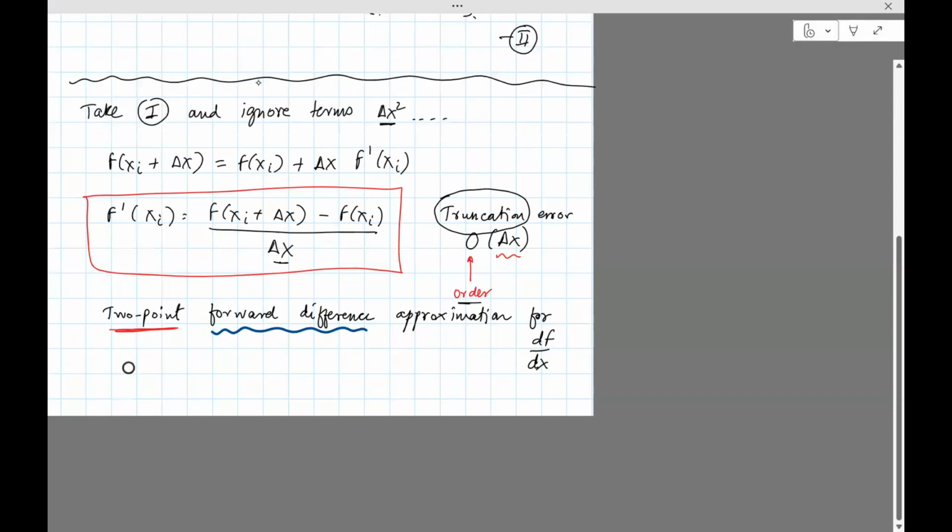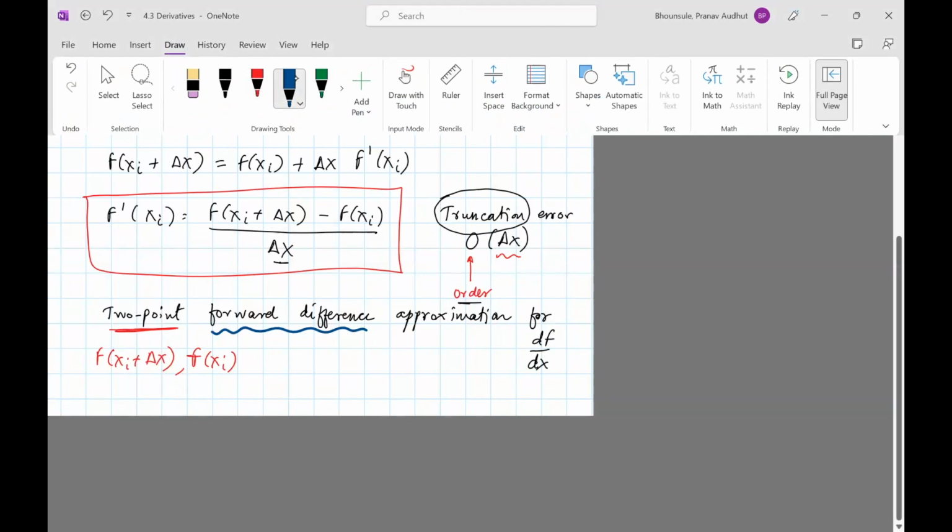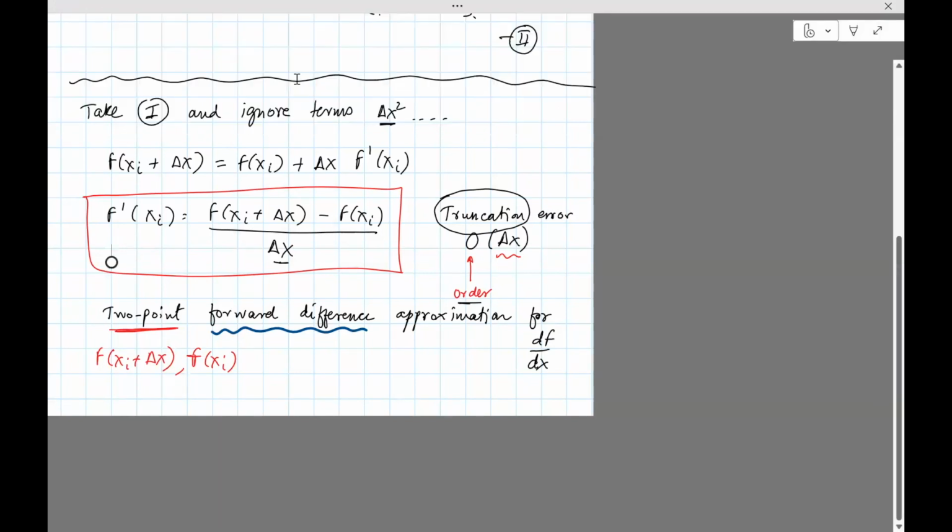Okay, it's called 2-point because we're using the value at 2 points to compute the derivative. Those points are f of xi plus delta x and f of xi. It's called forward difference because we need to look forward in x in order to compute that. The forward comes from the plus delta x, so you look slightly forward and at the current point to compute the derivative.